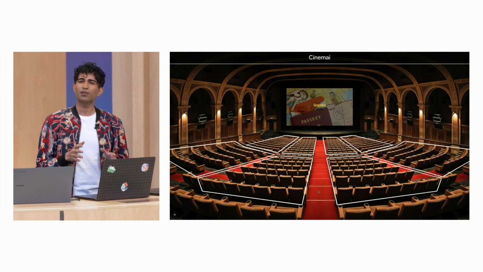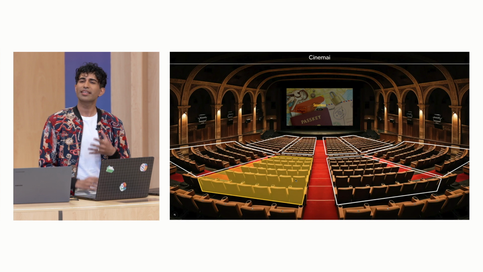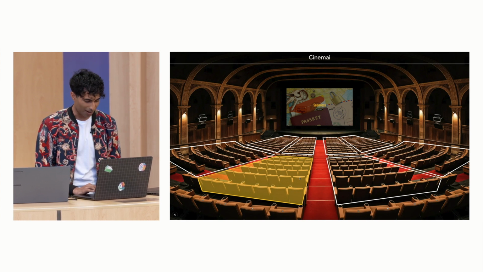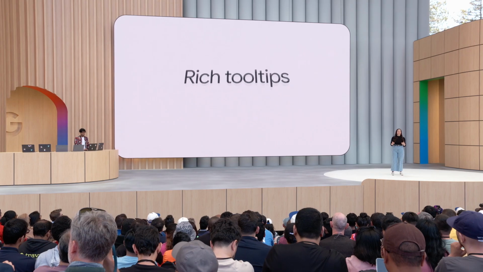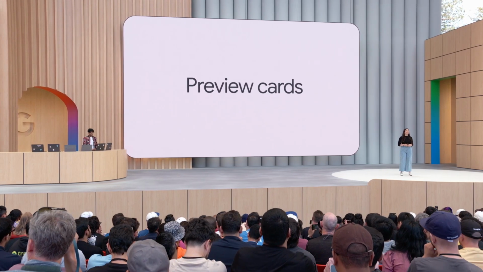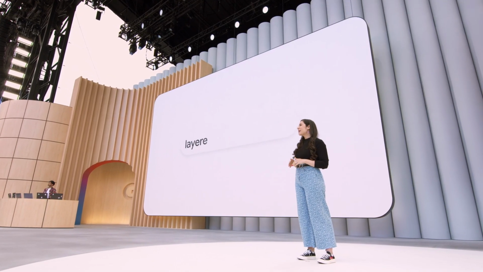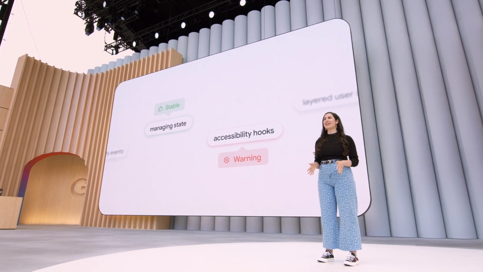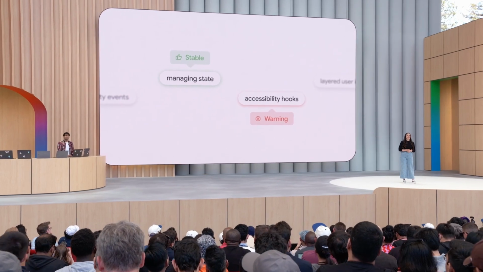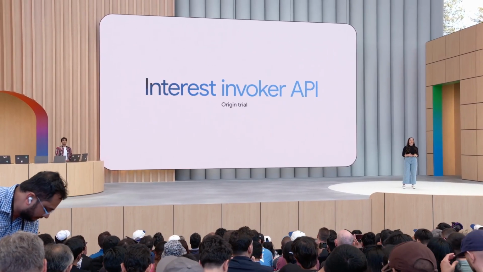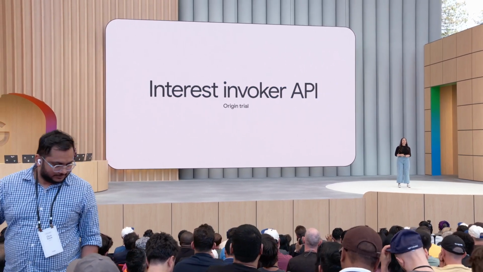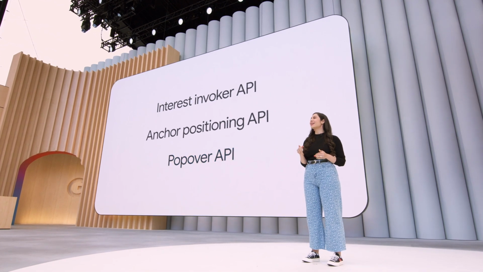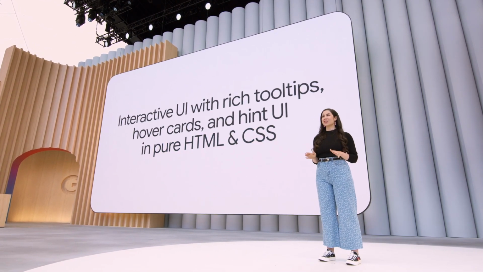Now, I would love to put in a feature where you could easily hover and get a sense of what the view is like from there. So I'm going to add in the seat sections and see details now. I love that idea. Rich tooltips and preview cards are super common in web interfaces, but building and maintaining them, managing state, accessibility hooks, and events is still extremely challenging. So I can't wait for you to try the new experimental Interest Invoker API, which, when used with the existing anchor positioning and popover APIs, helps you build out accessible, complex, layered UI elements without JavaScript in a fraction of the time.